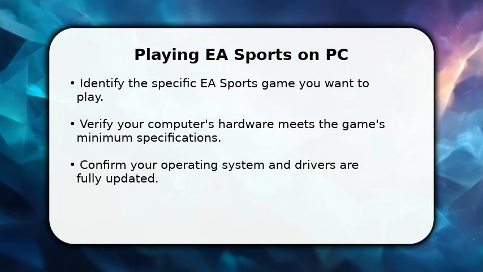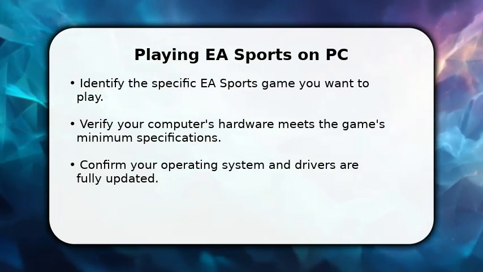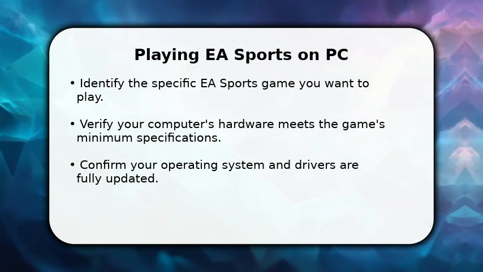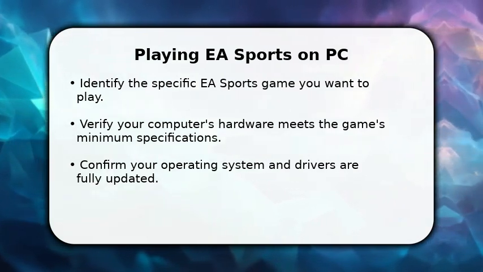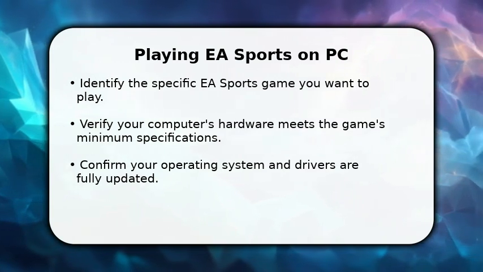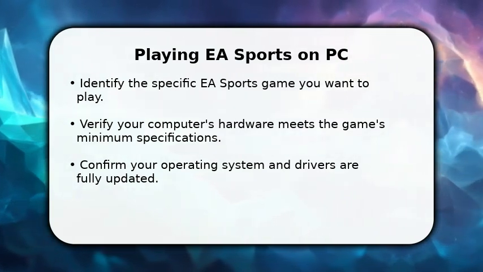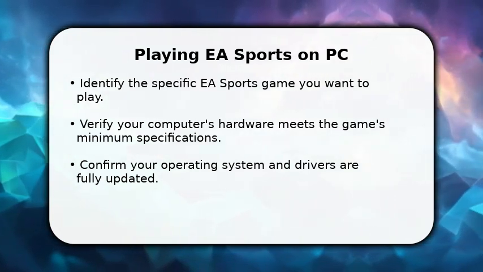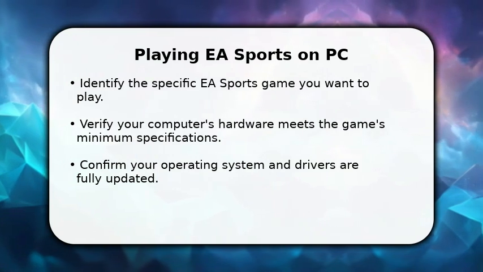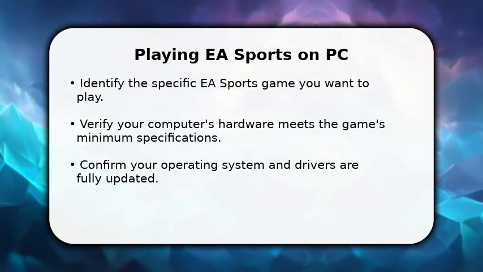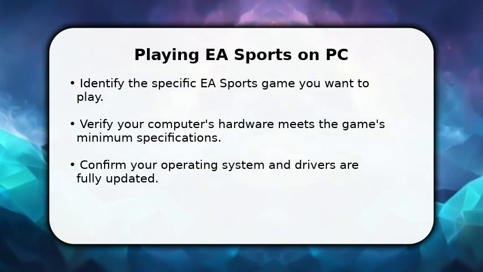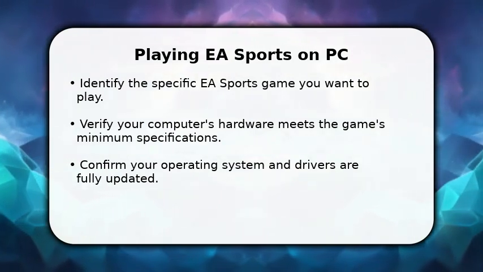In this video, I will explain how to play EA Sports games on your personal computer. First, you will need to identify which specific EA Sports title you are eager to play. Next, it is crucial to check your PC's hardware specifications against the game's minimum and recommended requirements. This ensures a smooth experience. Finally, make sure your operating system and graphics drivers are completely up to date for optimal performance and compatibility.